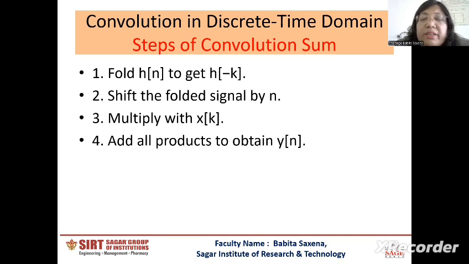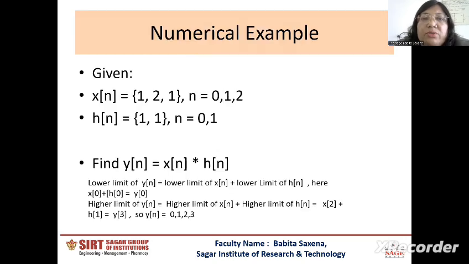In the graphical method, you have to plot all the signals x[n], y[n] and h[n]. Every signal you have to plot. You are given the two inputs x[n] and h[n], and you have to find out y[n]. So this is the formula. If x[n] is given and h[n] is given, then you have to find out y[n].